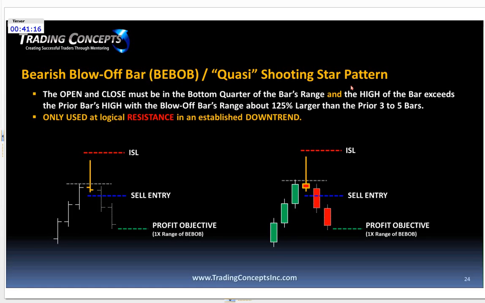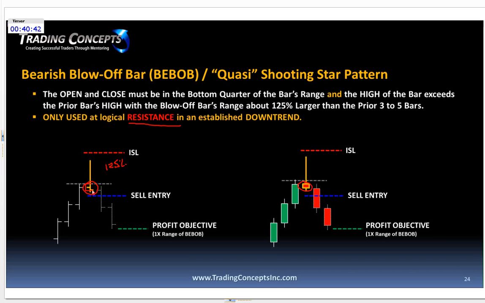Okay, let's just reverse this quick. So again, the trend is down. The market bounces up off of a low into a logical resistance area. We're going to be looking for a bearish blow-off bar, right? Open and close in the bottom quarter, right? Open and close in the bottom quarter. I really like to see that the range of that bar is about 125% larger than the prior bar. Okay. So it's a little larger range bar, and it opens and closes in the bottom quarter. All right. That is a short.